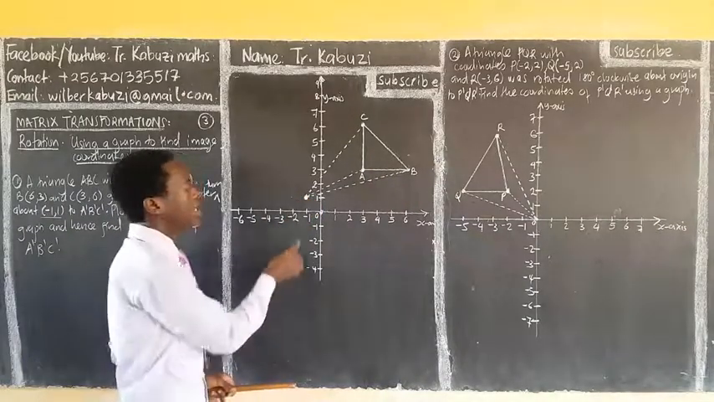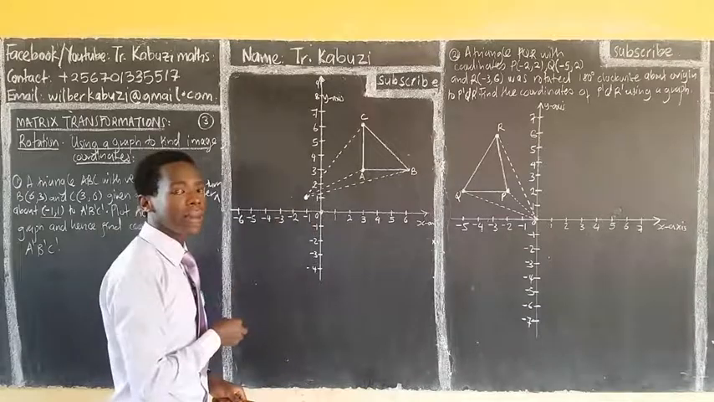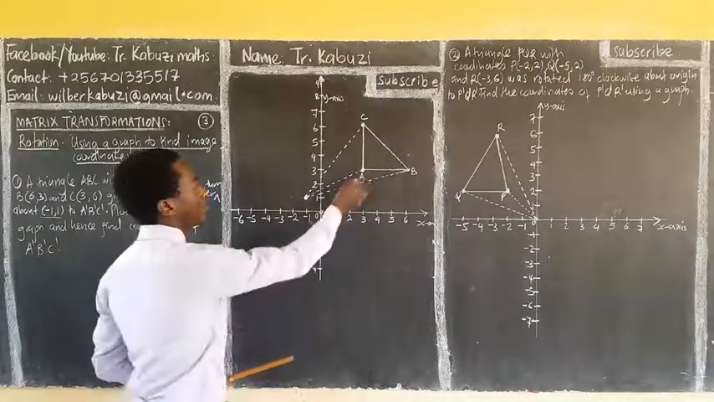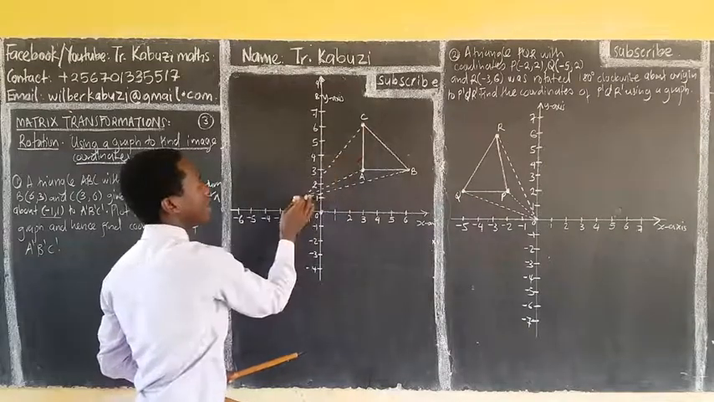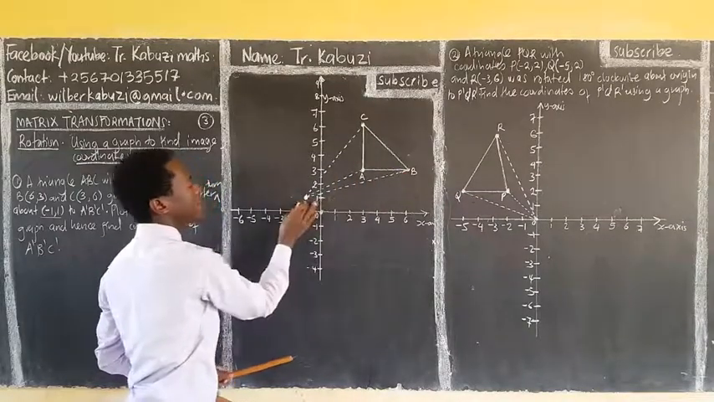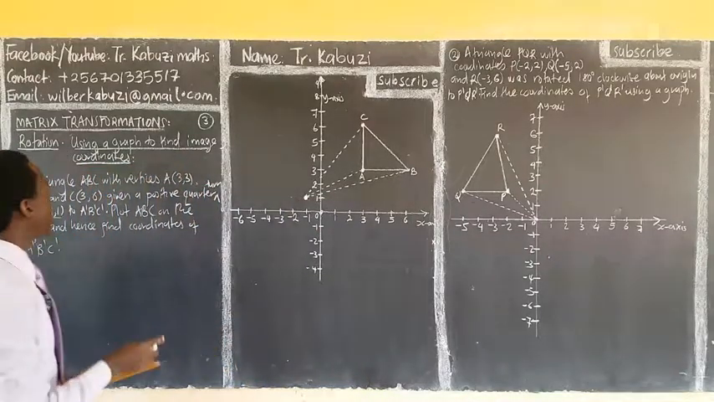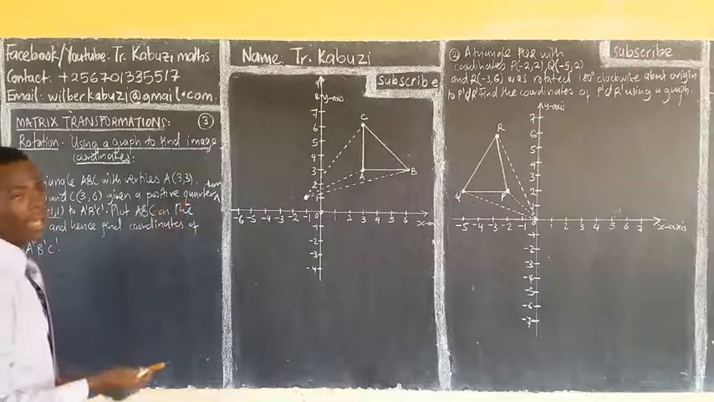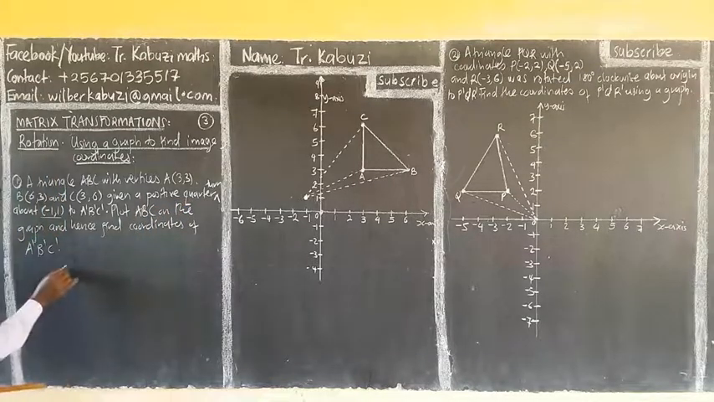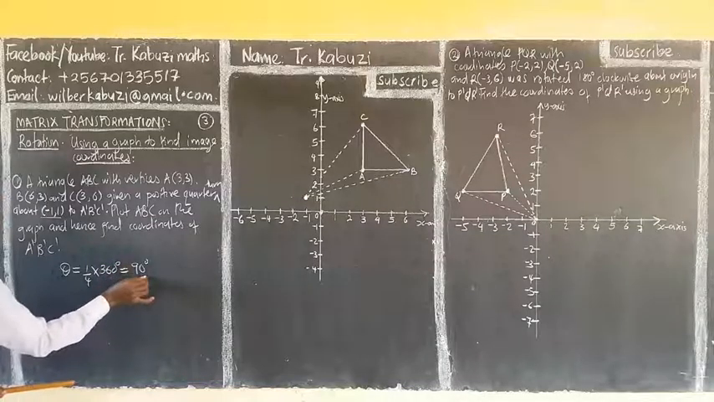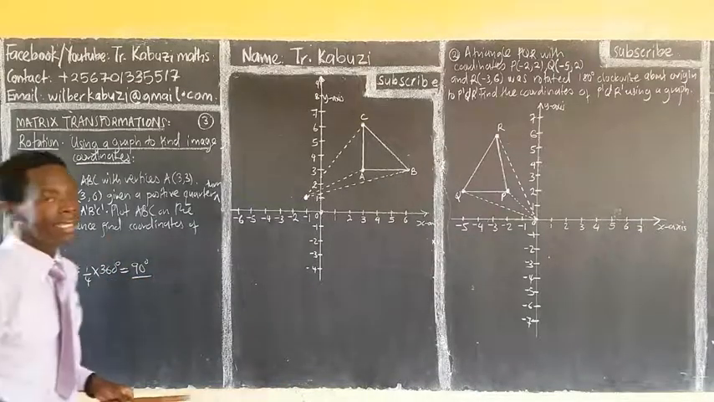Those are the processes. So after noting out the center of rotation, now join all points to this center. So join A to the center, join C to the center, and also join B to the center. After doing that, you come for the angle, a positive quarter turn. Now our angle is going to be positive quarter turn times 360 degrees, and this will give us 90 degrees, meaning the angle of rotation is 90 degrees.